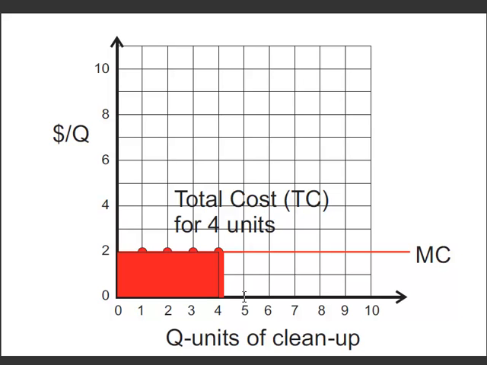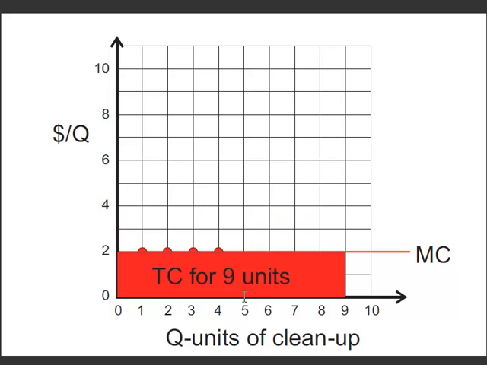So the rectangle that we have here would show the total cost for 4 units of cleanup, and if we wanted to get 9 units, we'd go all the way from 0 out to 9, and that would be the total cost for 9 units of cleanup.